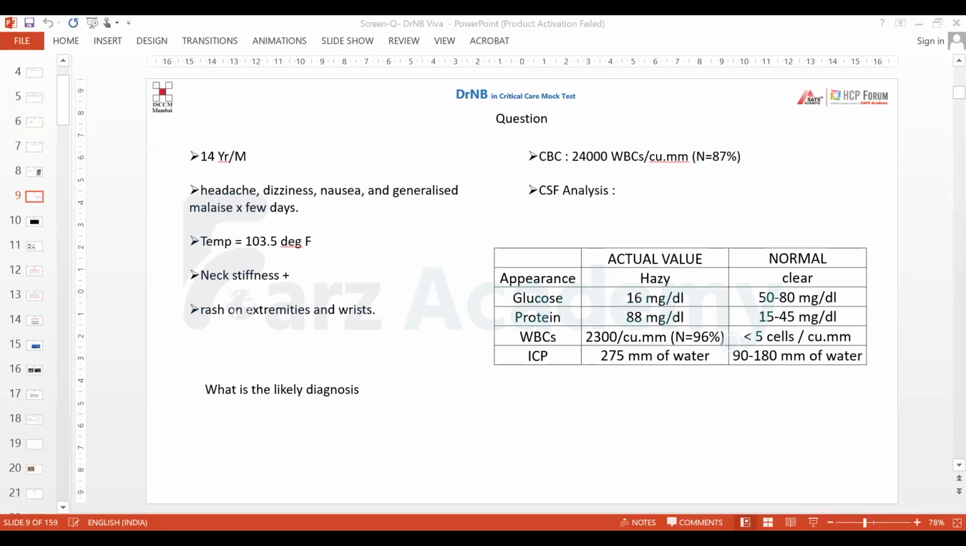It's a 14-year-old male. Mr. Sahil, go ahead, please. The 14-year-old male who had symptoms of a headache with nausea and generalized weakness for the last few days.